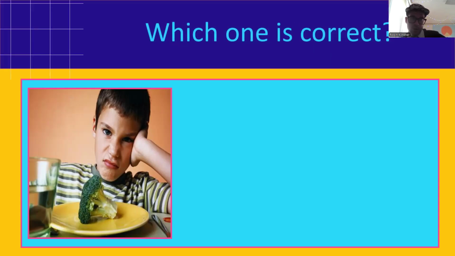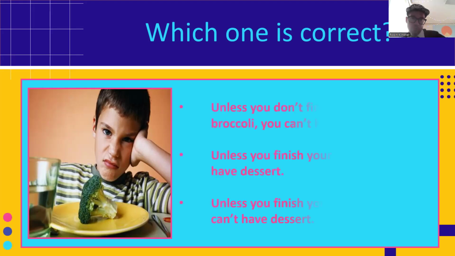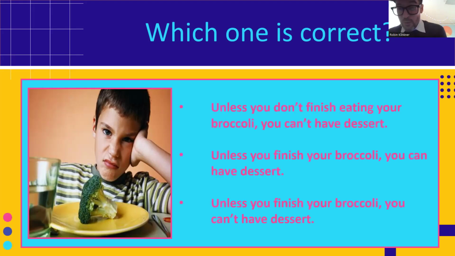But anyways, as you can see, this kid is no fan of broccoli. But a lot of parents require their kids to eat the healthy foods if they want to have dessert. So you might hear a parent tell their child one of these 3 things. Now, only one of these makes sense or is grammatically correct. That all 3 use unless, but only one of them is actually correct or makes sense. So take 5 seconds, choose which one makes sense.